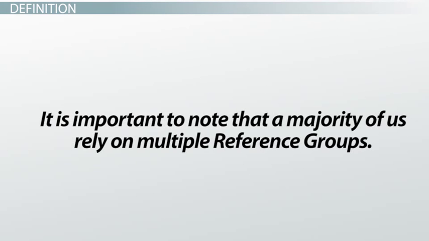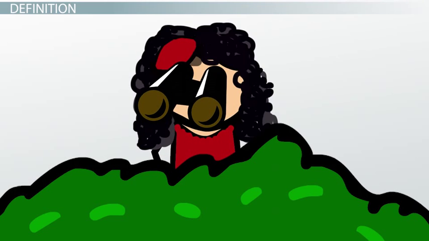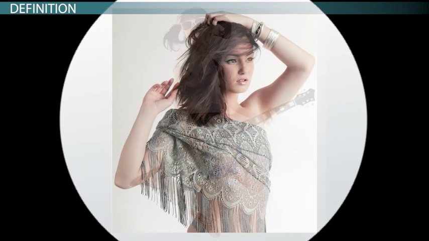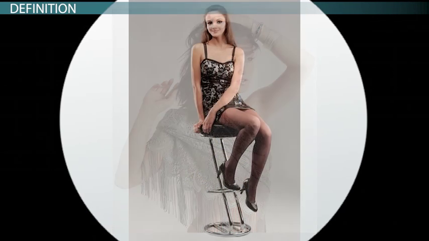It is important to note that a majority of us rely on multiple reference groups. So, Susie may not only look to her schoolmates to identify social norms, but also her favorite singers to compare her body size to see if she is of normal weight.